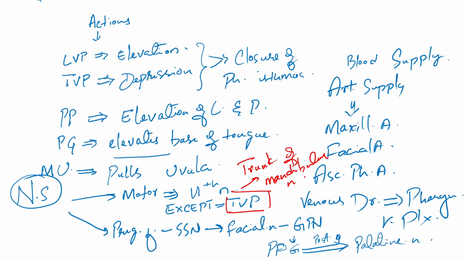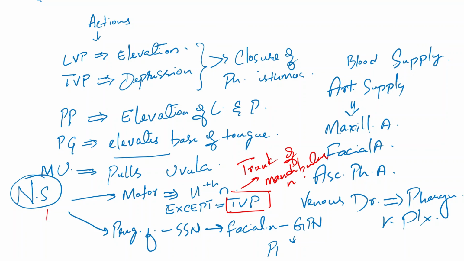So this is about the secretomotor pathway. The preganglionic fibers are from the superior salivatory nucleus and pass successively through the facial nerve, the greater petrosal nerve, and the nerve of the pterygoid canal, and they reach the pterygopalatine ganglion. The postganglionic fibers from the pterygopalatine ganglion reach the palatine glands by passing through the palatine nerves. So this is about the secretomotor supply.